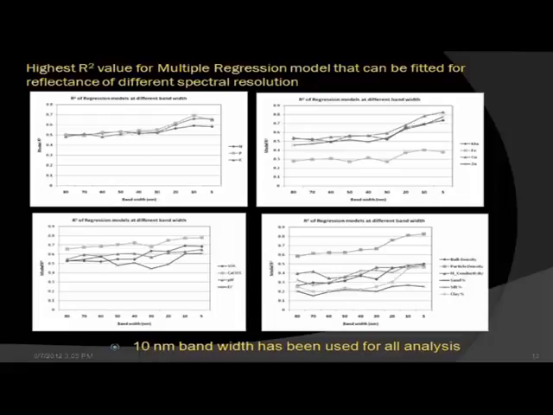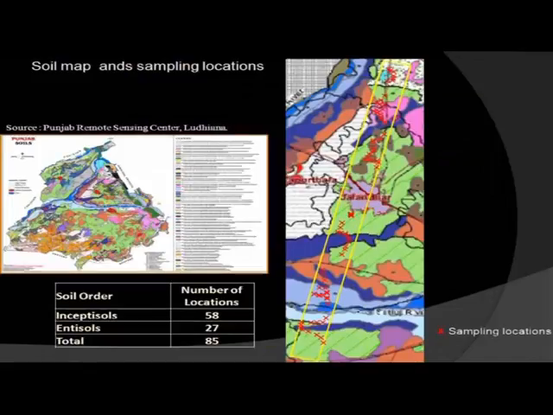And here the R-square is plotted against the bandwidth, and as you see, in almost all the parameters, 10 nanometer was found to give the higher model R-square value. So that indicates the optimum bandwidth should be 10 nanometer. One should use 10 nanometer rather than 1 or 5 or 30, 40 or 50. That's the conclusion we arrived at, and based on this, the rest of the analysis we did at 10 nanometer.